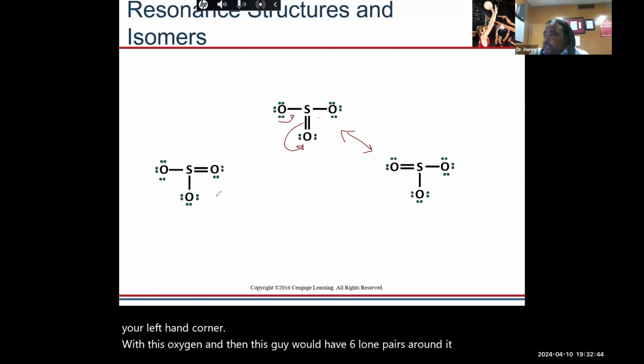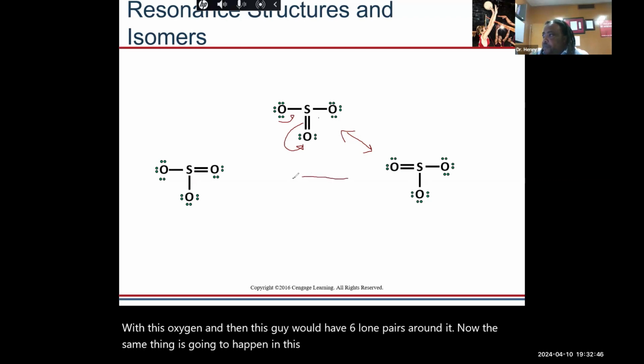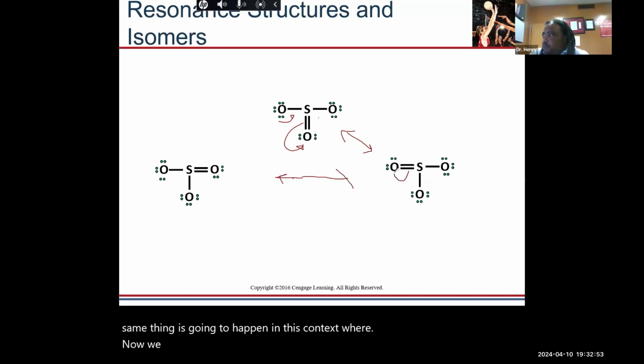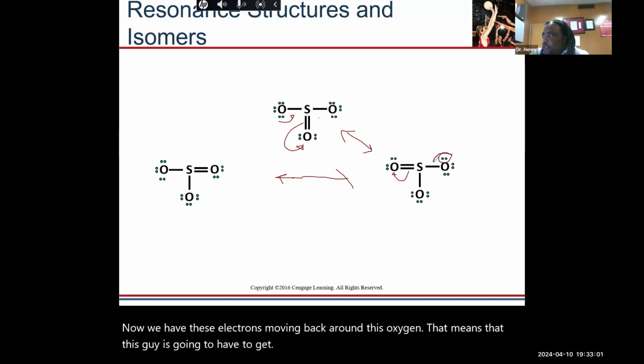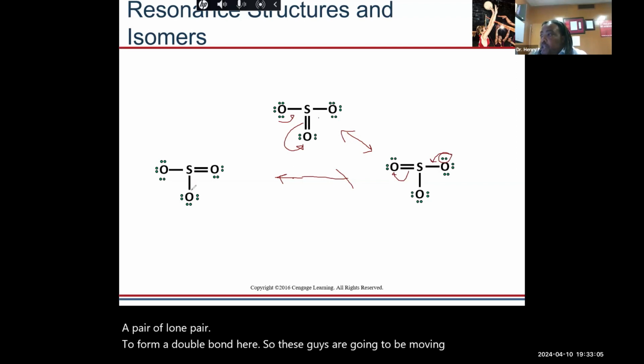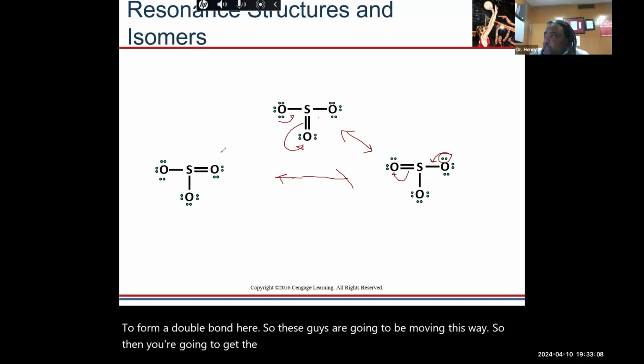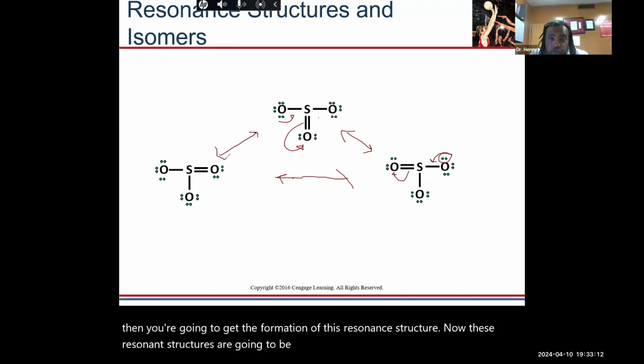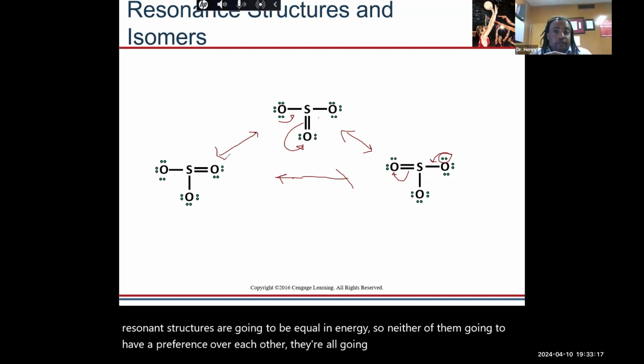Now, the same thing is going to happen in this context, where now we have these electrons moving back around this oxygen. That means that this guy's going to have to get a lone pair to form a double bond here. So these guys are going to be moving this way. Then you're going to get the formation of this resonance. Now, these resonance structures are going to be equal in energy, so neither of them is going to have a preference over the other. They're all going to exist in nature.